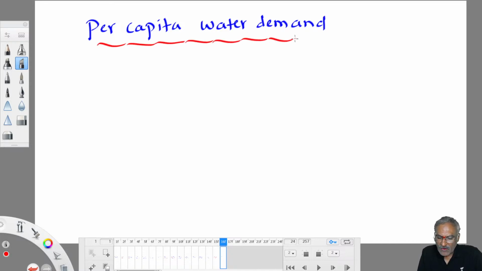It is the average amount of water demanded by an individual living in a community to meet all his day-to-day water needs. So whenever we design this water supply scheme, we not only supply water for the public, we also supply water for different purposes. There are so many sectors in a community that also demand water. We try to supply water to meet their demands as well, along with the public.